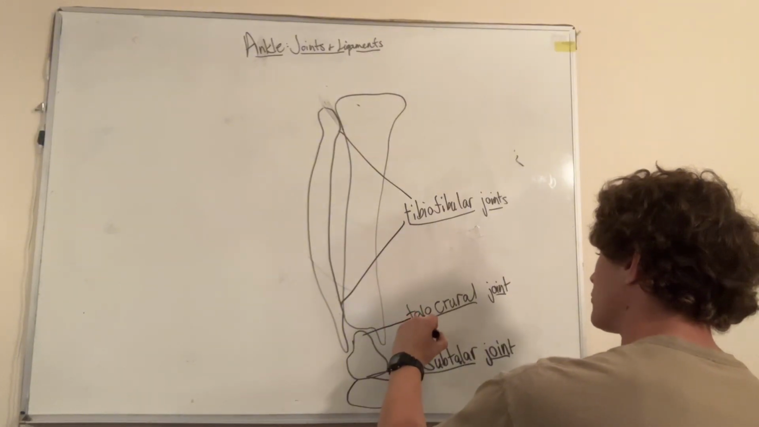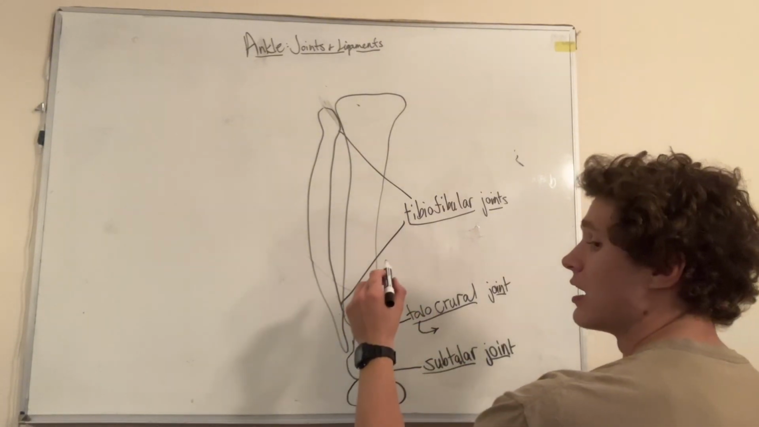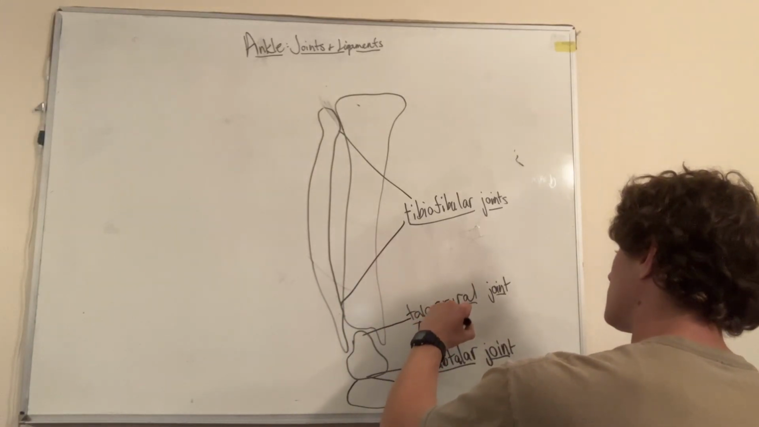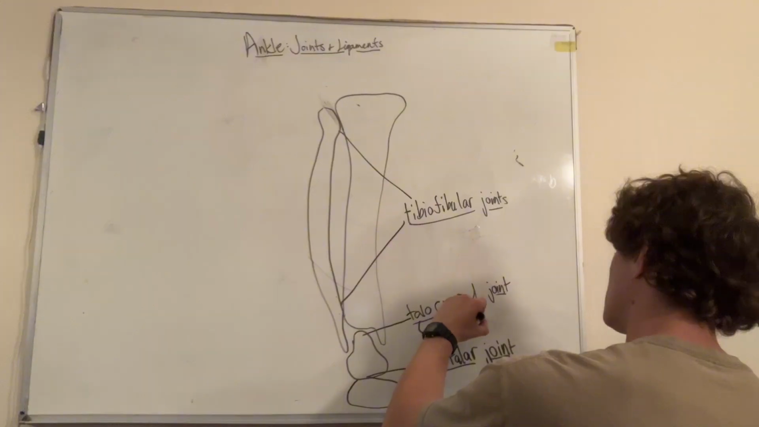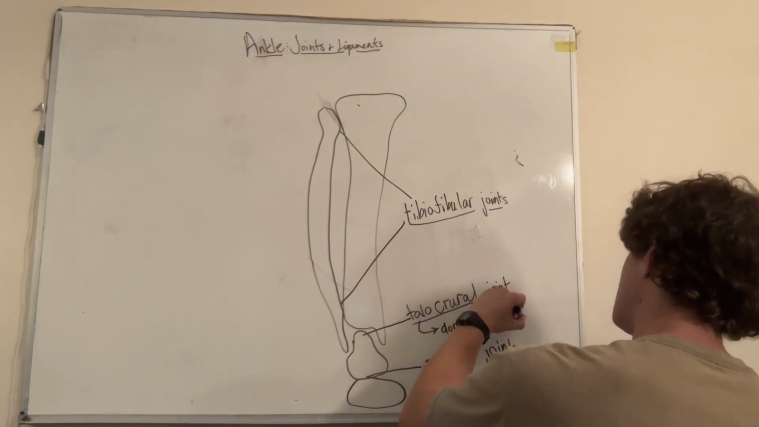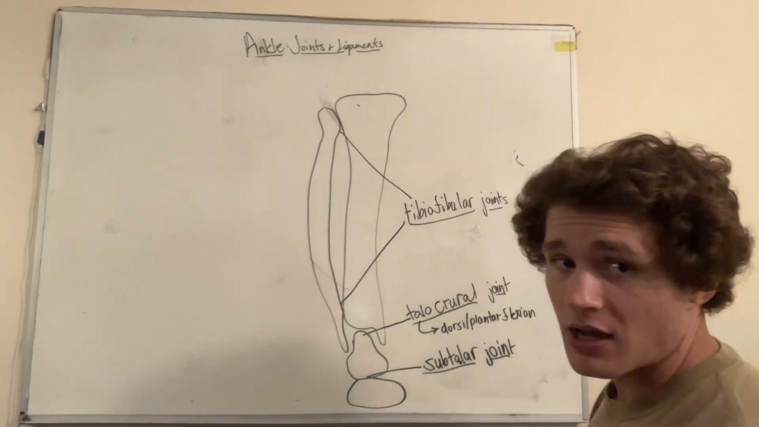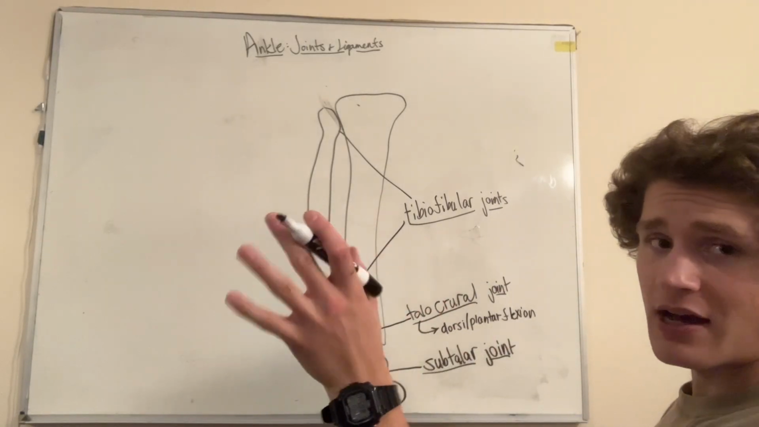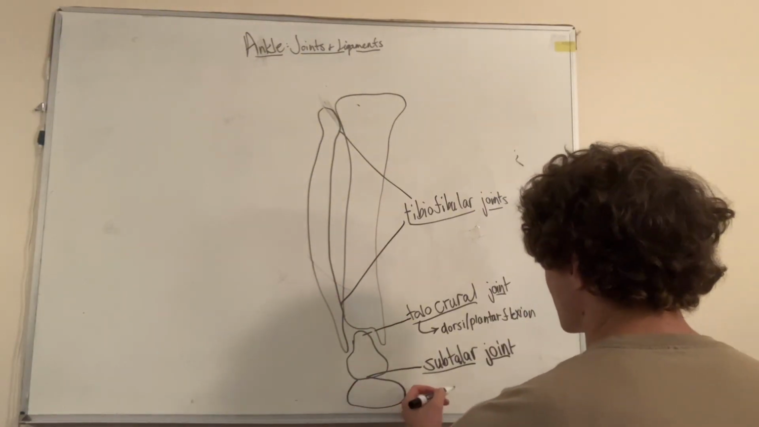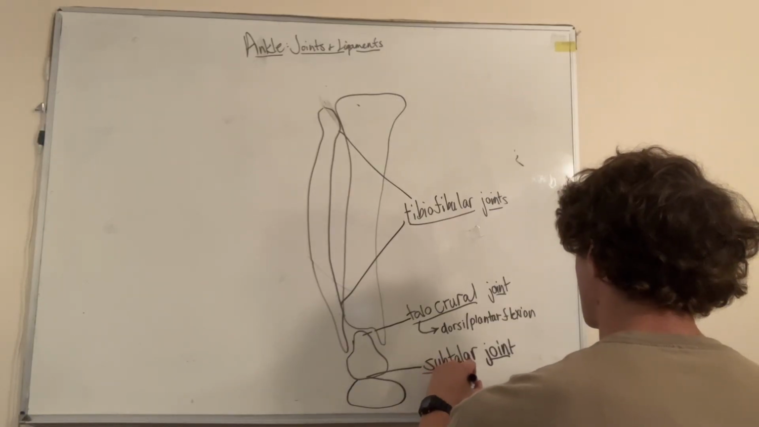At the talocrural joint, we have the actions of dorsiflexion and plantar flexion. The reason for that is the lateral and medial malleoli don't really allow for any kind of inversion or eversion. That is what occurs at the subtalar joint: inversion or eversion.